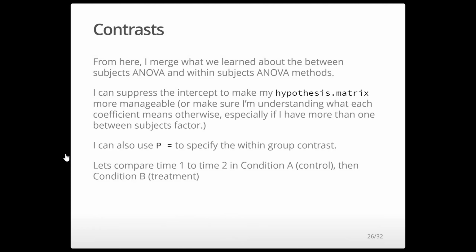The other option is not to do this and then just make sure that we're treating it in the regression framework that we talked about in the last slide deck. But because we only have one within subjects factor, suppressing the intercept does simplify things. So then I can also use P to specify the within group contrast. So first we're going to compare time 1 to time 2 in condition A, and then we're going to do the same thing in condition B.